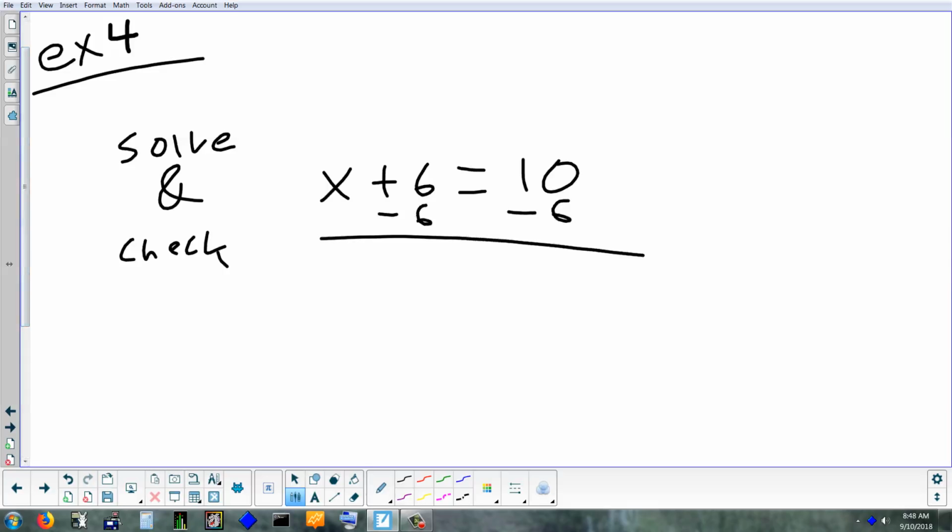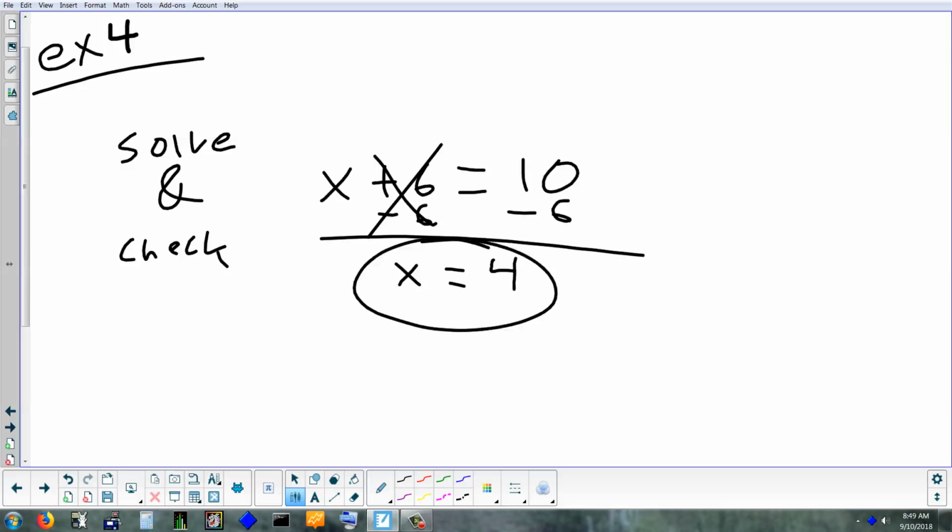On the left-hand side, Chris, what happens with plus 6 minus 6? Cross it out, it's gone. Anything still on the left-hand side though? X. Yep, x is still there, so we just bring it down. And Laurel, the only thing I have left to do is what's on the right-hand side. What's 10 minus 6? 4. So we get x equals 4.